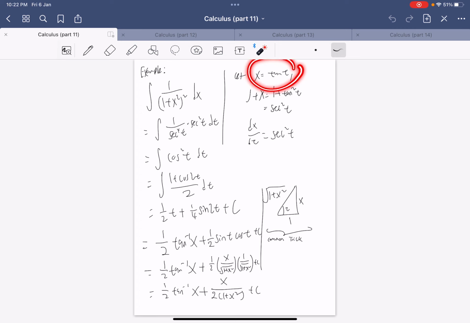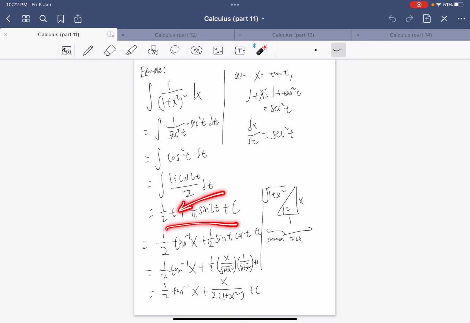And we see that tangent is a good way, because now 1 plus x squared equals 1 plus tangent squared t, which is secant squared. And so this reduces into a single term, secant squared. And when you differentiate tangent, it's still secant squared. So now it's secant squared over secant to the power 4 t, which means it's 1 over secant squared t, which is equivalent to cosine squared t. And cosine squared t, you can use the double angle formula to get this expression. And when you integrate out, you get this.